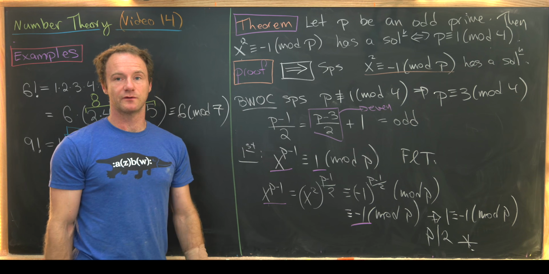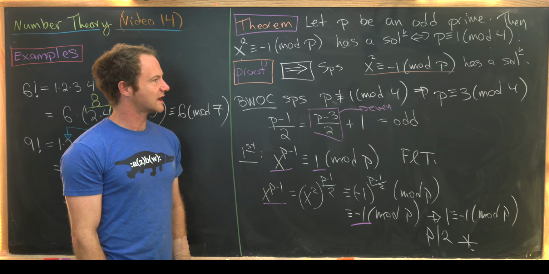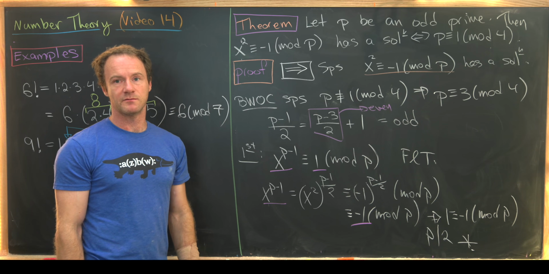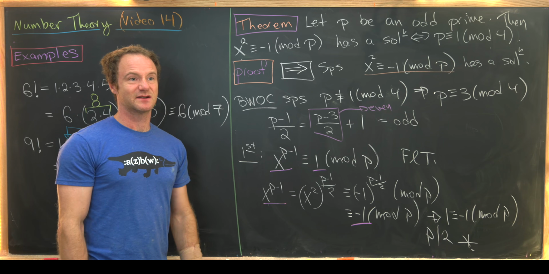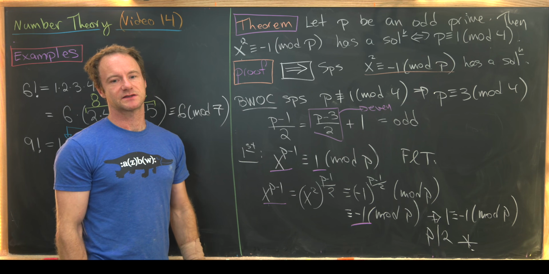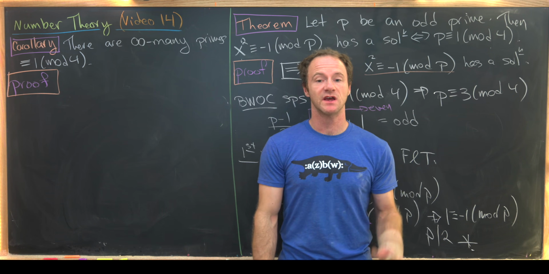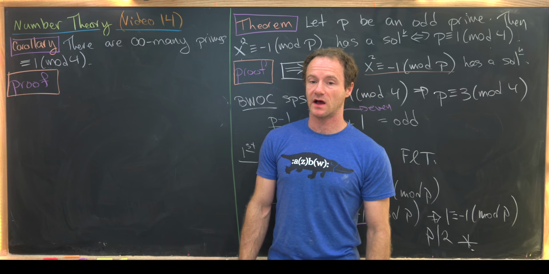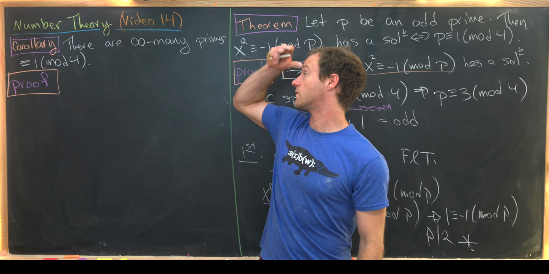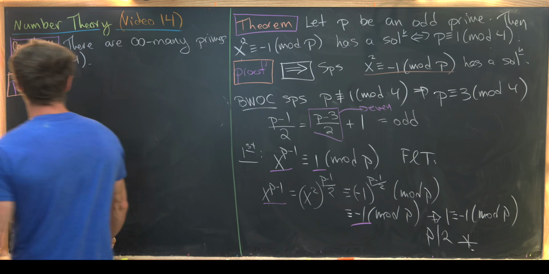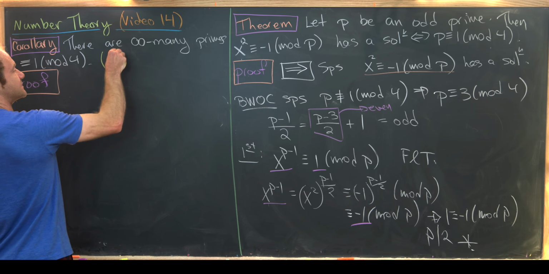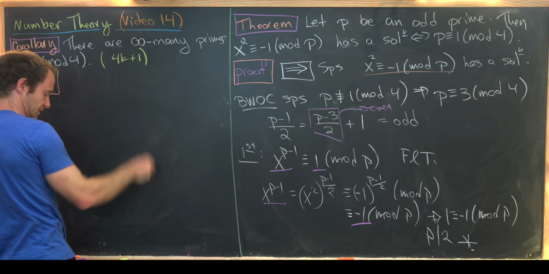And that finishes the proof of this theorem. Now we're going to look at a nice corollary to this theorem that is related to some other theorems that we've seen in the past. Okay, so our corollary to this theorem is as follows. There are infinitely many primes that are congruent to 1 mod 4. So in other words, infinitely many primes of the form 4k plus 1.